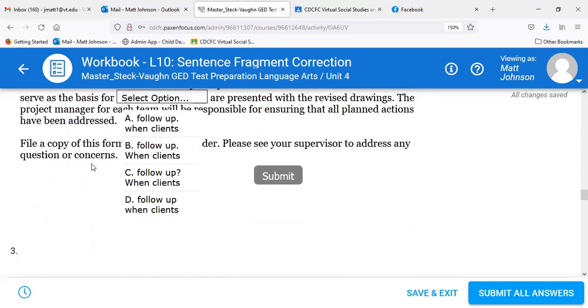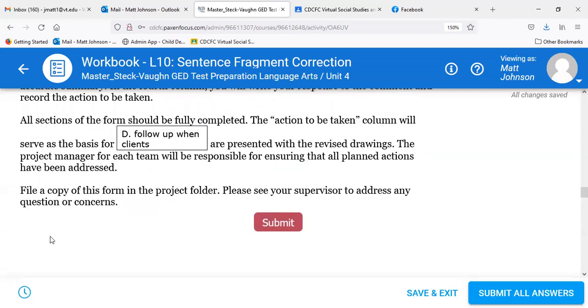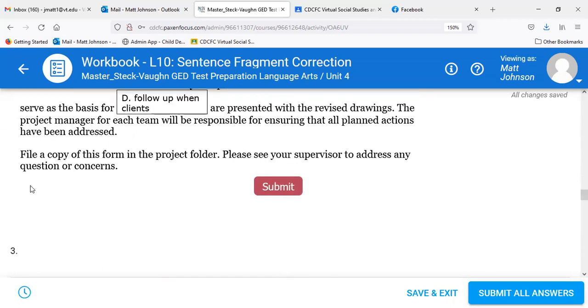I think the answer is D. Yes, D. Follow up when clients are presented with the revised drawings. The project manager for each team will be responsible for ensuring that all planned actions have been addressed. File a copy of this form in the project folder. Please see your supervisor to address any questions or concerns.